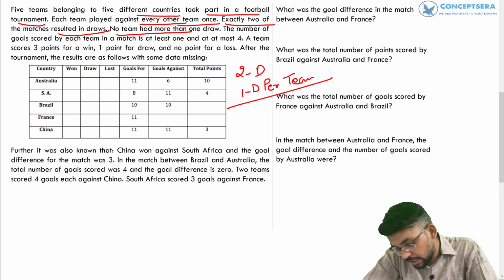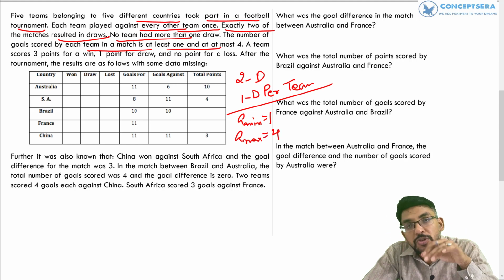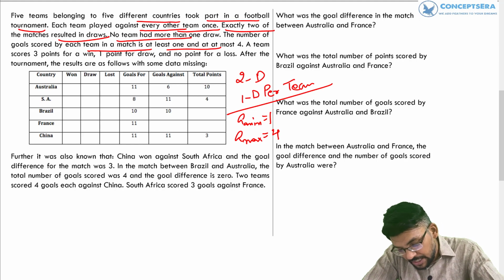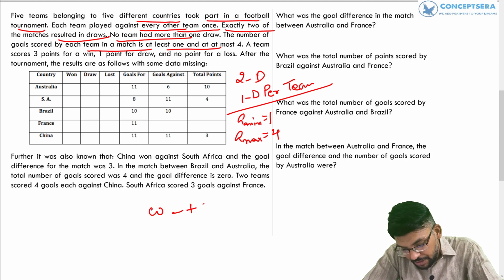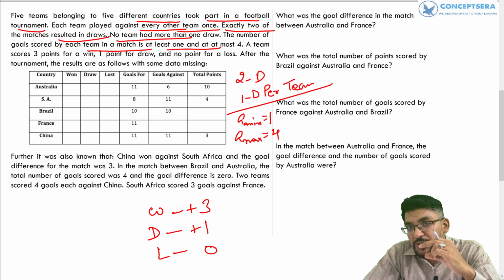Further, they are saying the number of goals scored by each team in a match is at least 1 and at most 4. So goals minimum is equal to 1 and goals maximum is equal to 4. This one is also given to us. And finally they are saying for a win we have 3 points, for a draw we have 1 point, and for a loss there is no point. So these are the few points which are given to us in the 4 or 5 lines in the beginning.